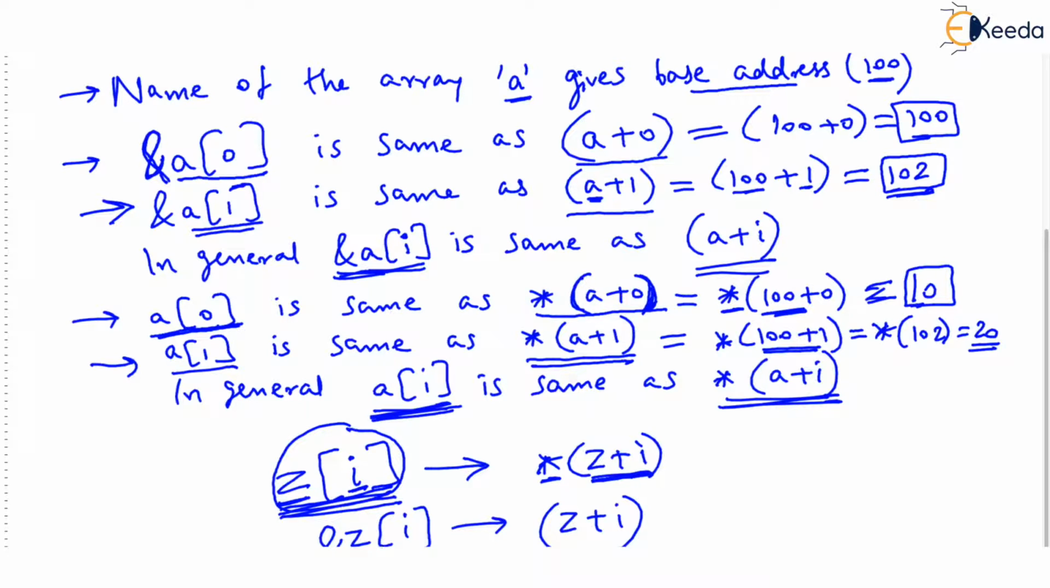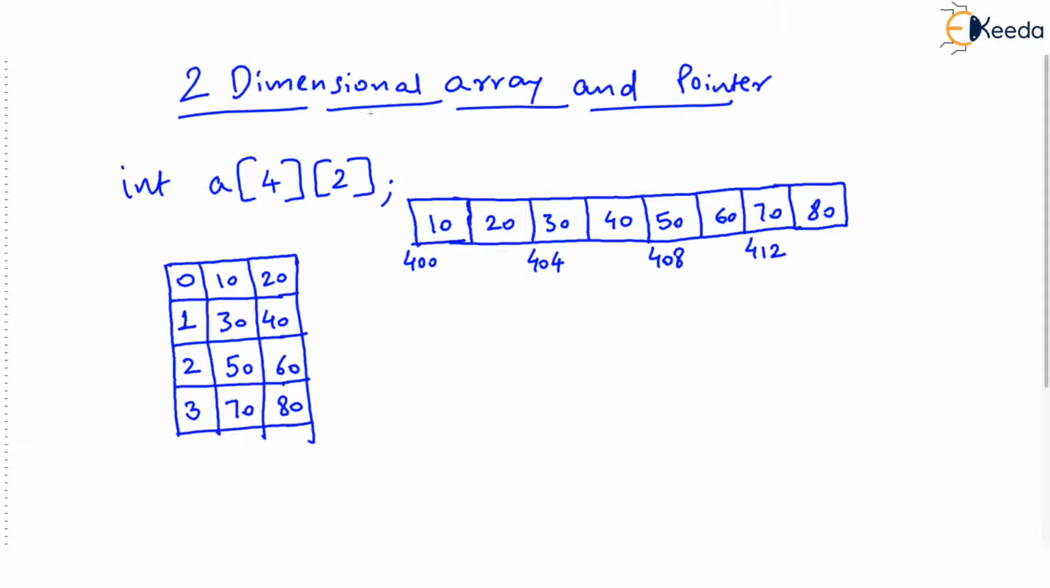But if you are writing Z[i], then Z is simply added with i again. But you are asking for an address, and this itself is the address. So there is no asterisk before it. Keeping these fundamentals in your mind, let's go to the first page where we are looking at two-dimensional arrays and pointers.